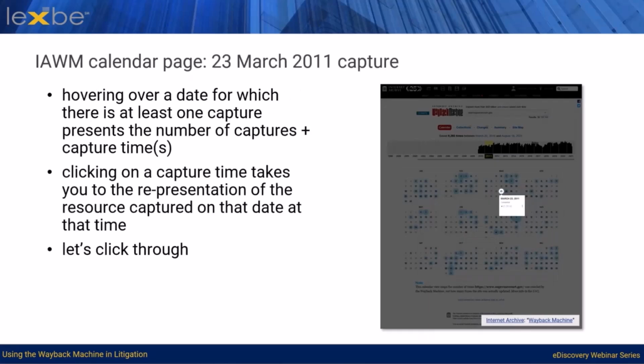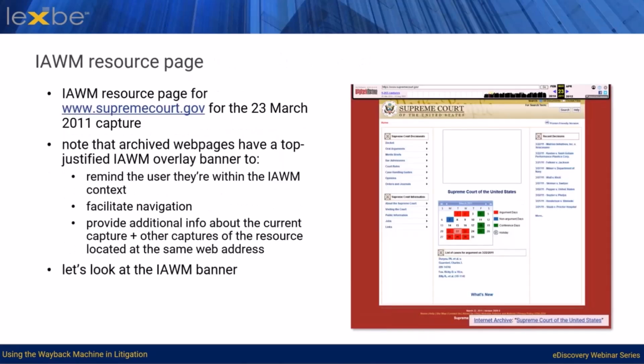Hovering the cursor over a date for which there is at least one capture presents an overlay with the number of captures and their capture times. In this case, looking at 23 March 2011, there is one capture at 01:38:42 Coordinated Universal Time. Clicking on that link takes us to the representation of this web page as captured on that date at that time. Let's click through and take a look.